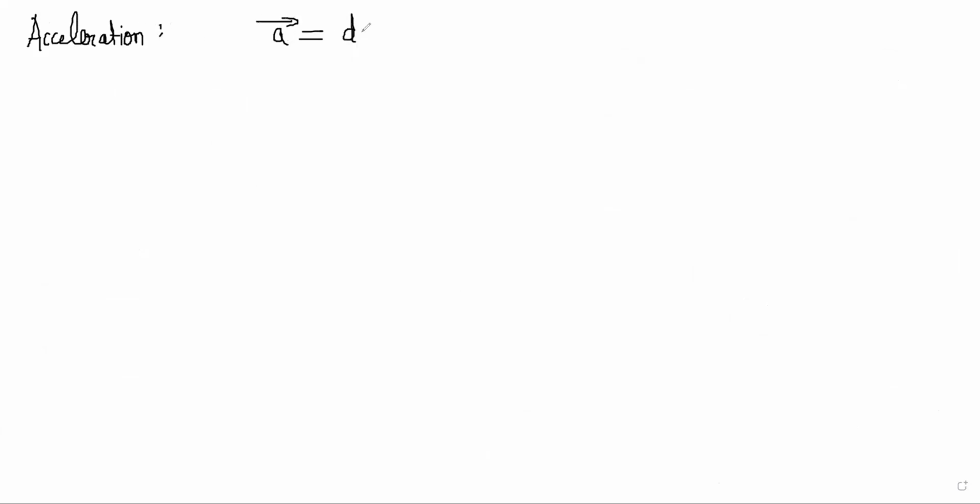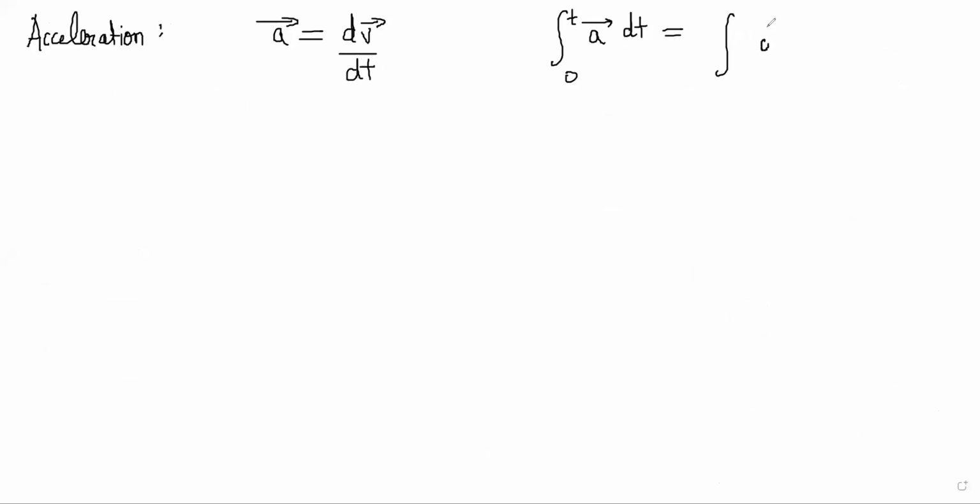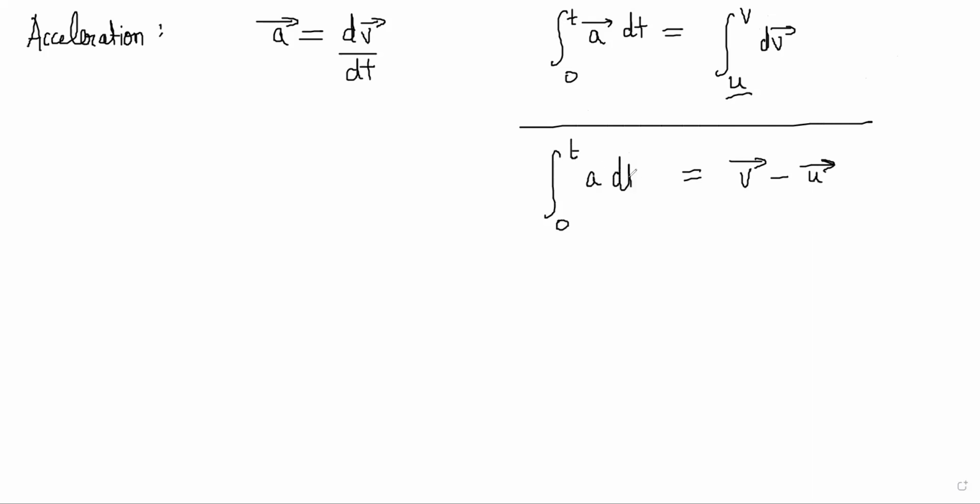Acceleration is defined as dv by dt, and you can find the first equation of motion by doing a dt integral from 0 to t, which will be equal to the integral of dv from u to v. Basically, I'm writing a dt is equal to dv and then integrating from initial time 0 to final time t and initial velocity u to final velocity v. And this equation, basically, the RHS becomes v vector minus u vector, which is equal to the integral of a dt from 0 to t, right?